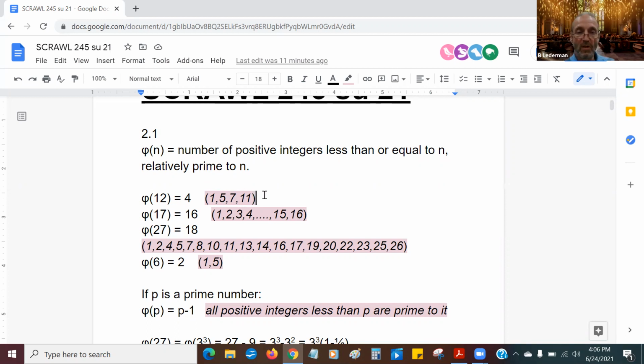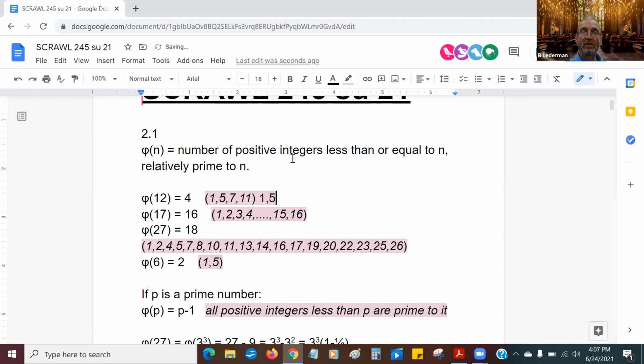Now, let's look at the rest of the numbers. 1, 2, 3, 4, 5, 6, 7, 8, 9, 10, 11. Well, 2 shares a factor of 2 with 12. That's why it doesn't count. 4 shares a factor of 2, so it's out. 3 shares a factor of 3 with 12. 6 goes into 12, so there's no way that's relatively prime. 8 shares a factor of 2 with 12, factor of 4 actually. 9 shares a factor of 3, so we can knock those guys out. 10 shares a factor of 2 with 12. And we're left with those four numbers, 1, 5, 7 and 11.